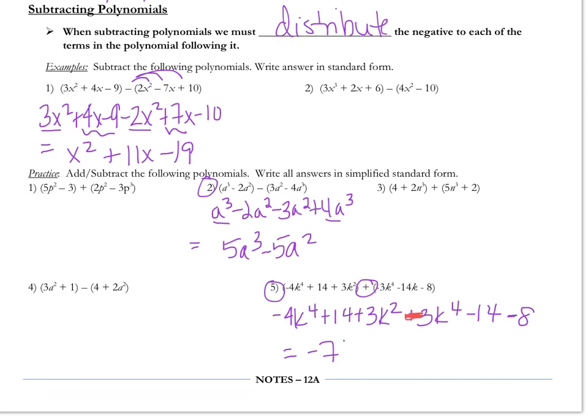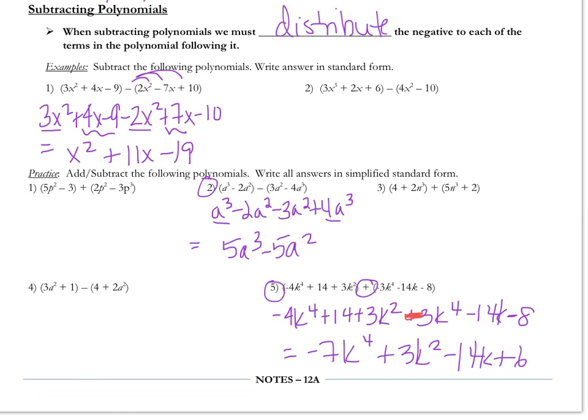And you should get negative 7k to the 4th. And then we have plus 3k to the 2nd minus 14k plus 6. Okay, so just make sure you guys pay attention if there's a negative that you need to distribute or not. Okay?